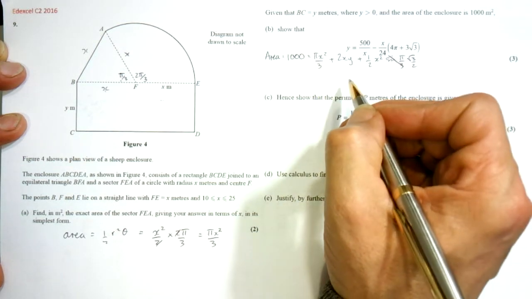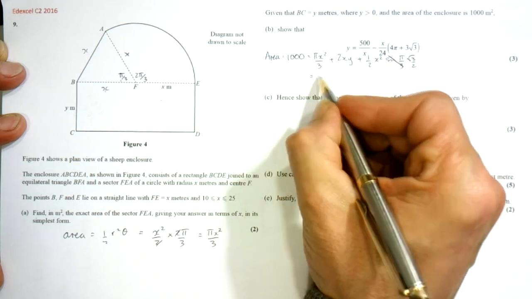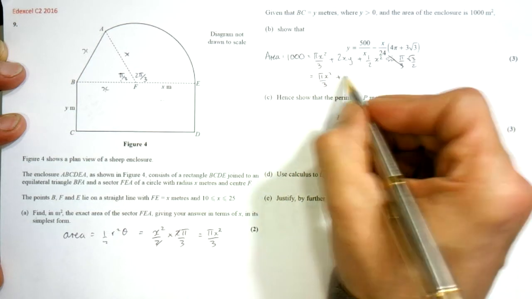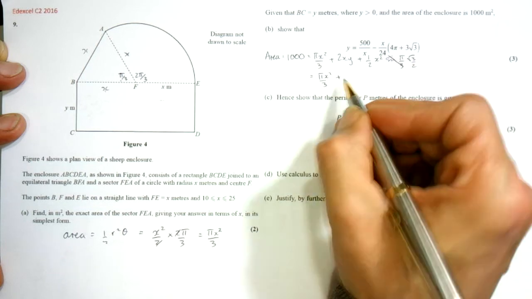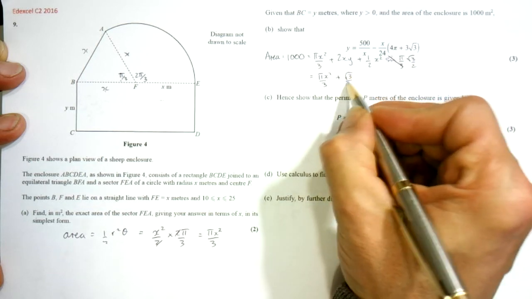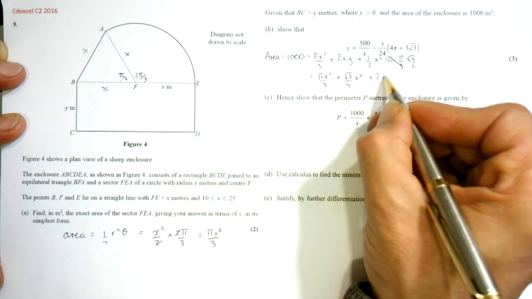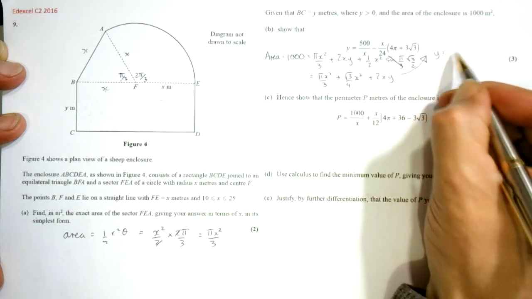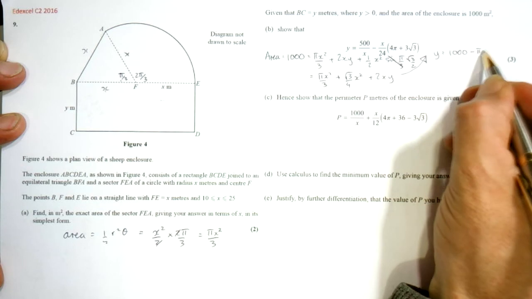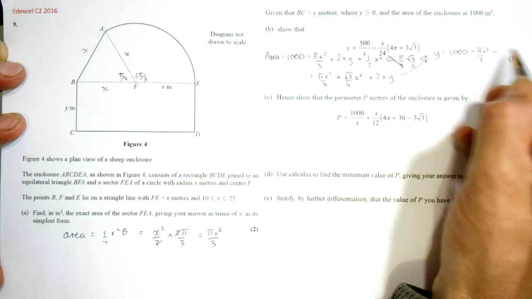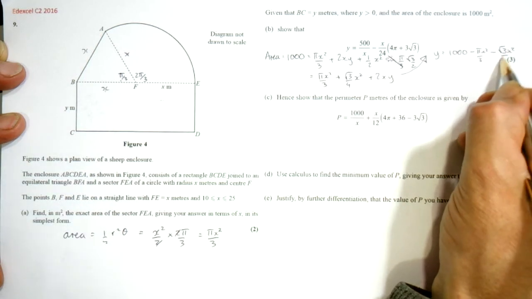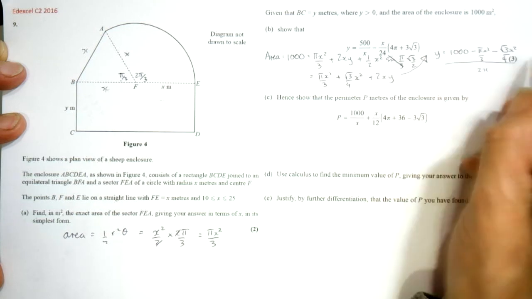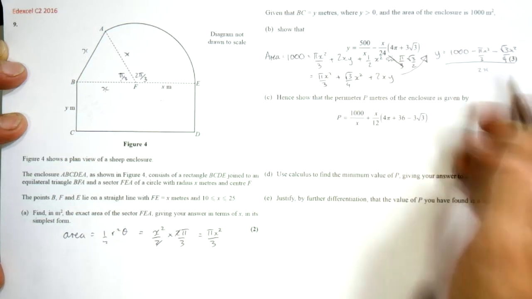And so this is pi x squared over 3 plus x squared times root 3 over 4 plus 2xy. And so when we make y the subject of this, y is equal to 1000, take away pi x squared over 3, take away root 3 x squared over 4, all divided by 2x, and when we simplify this we get that one. And how do we do that?